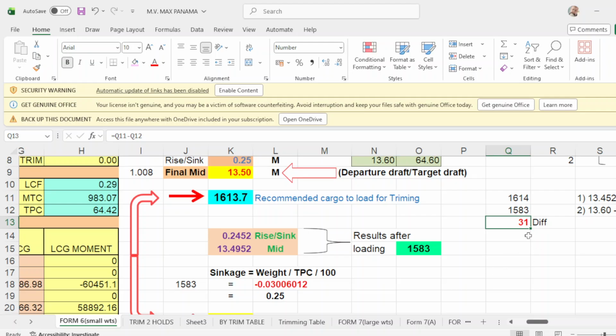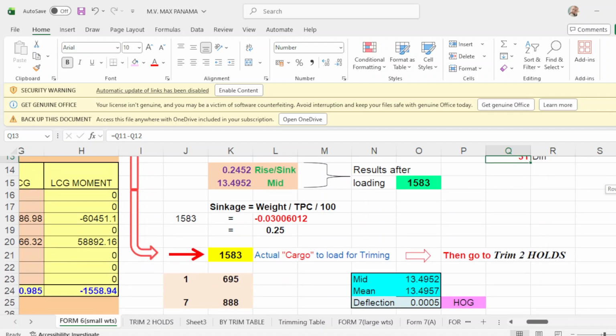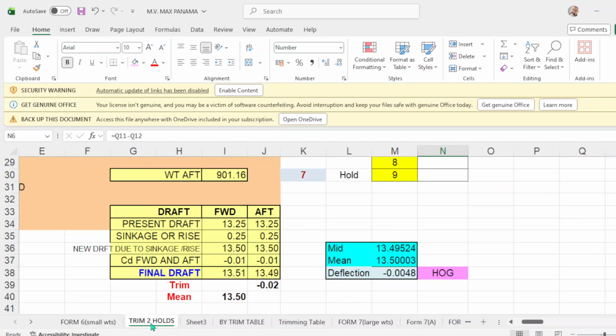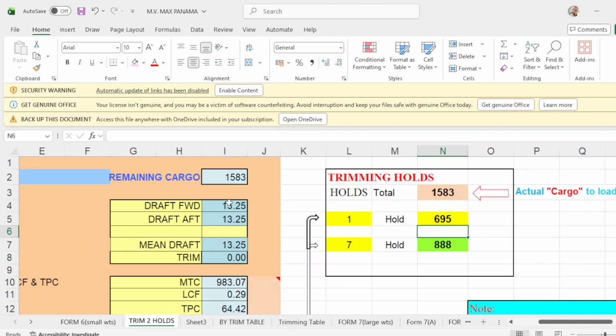31 tons. So you're short of 31 tons instead of using this one. Okay, so for example, we'll just use this one, 1383, just to see you the difference. Okay, so he says then go to trim modes 2 and take note that the remaining cargo to load is 1583, and your trimming hold is 1 and 7.